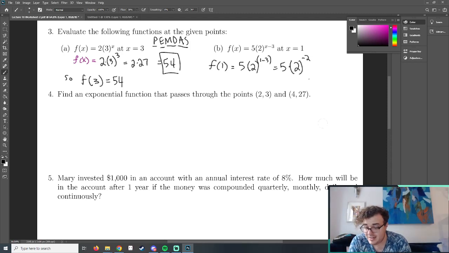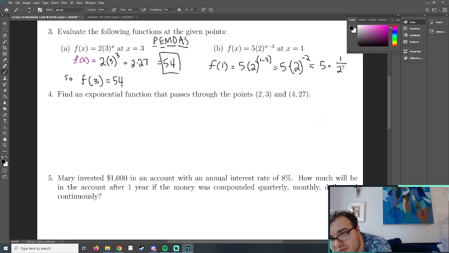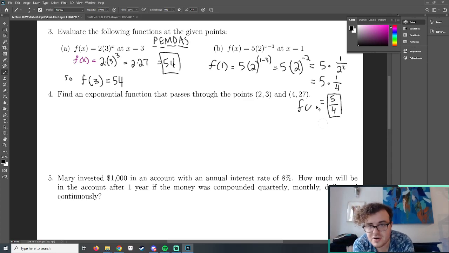Here is a reminder about how negative exponents work. Negative exponents do not make positive numbers turn negative. If I ever see you say that like 5 to the negative 2 is negative 25, I will be very disappointed. Negative exponents are division by the positive exponent. So this is the same thing as saying 5 times 1 over 2 squared, aka 5 times 1/4, which we can just write as 5/4. So our final answer here would be that f of 1 is 5/4.